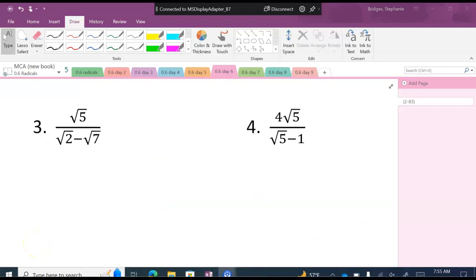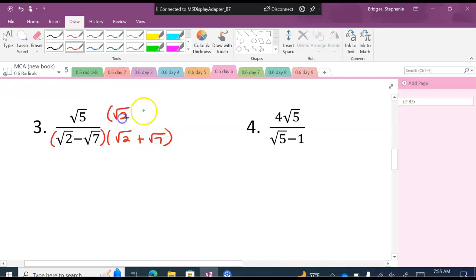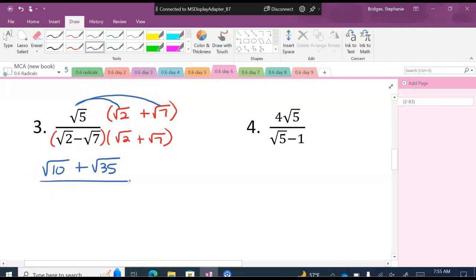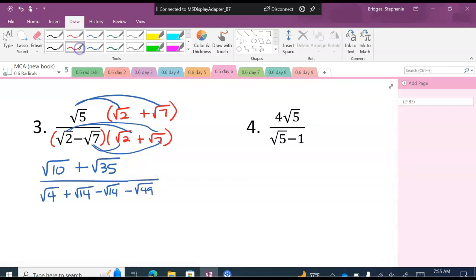All right, if I start with number 3, what is the conjugate of my denominator? The square root of 2 plus the square root of 7? Okay. All right, so we're going to multiply at the top. The square root of 5 times the square root of 2 is the square root of 10. The square root of 5 times the square root of 7 is the square root of 35. At the bottom, square root of 2 times the square root of 2 is the square root of 4. Again, we cannot do our middle terms if you want to. I'm going to go ahead and do it because I don't want to confuse anybody. That's going to give me the square root of 14. That's a negative square root of 14. And then that is a negative square root of 49. This 4 is going to turn into 2. That 49 is going to turn into 7.